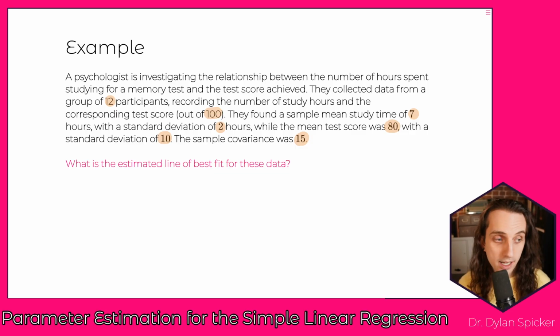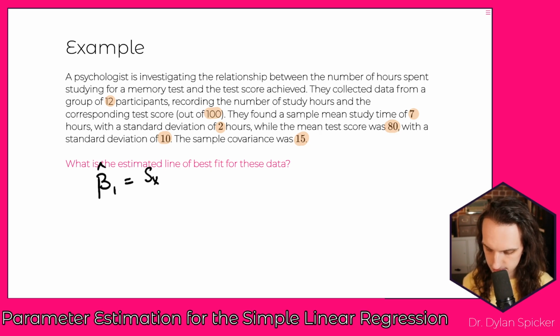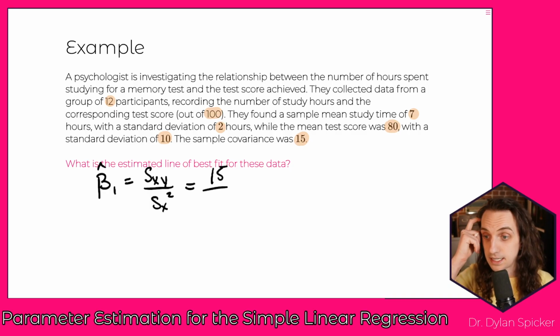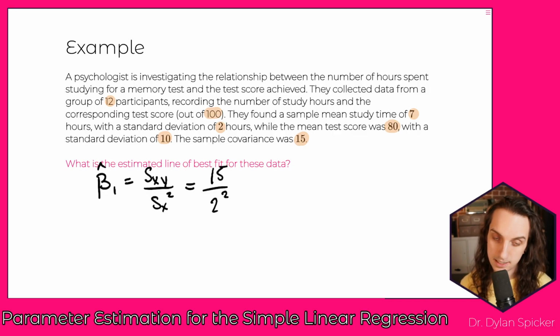Once again, if we think about this, we're going to want to find beta hat 1 first, right? And we know that that's going to be the sample covariance divided by the sample variance of x. The sample covariance we're told is 15. The sample standard deviation of x is 2, so we're going to want to take 2 squared, and so that'll be 15 over 4, right?